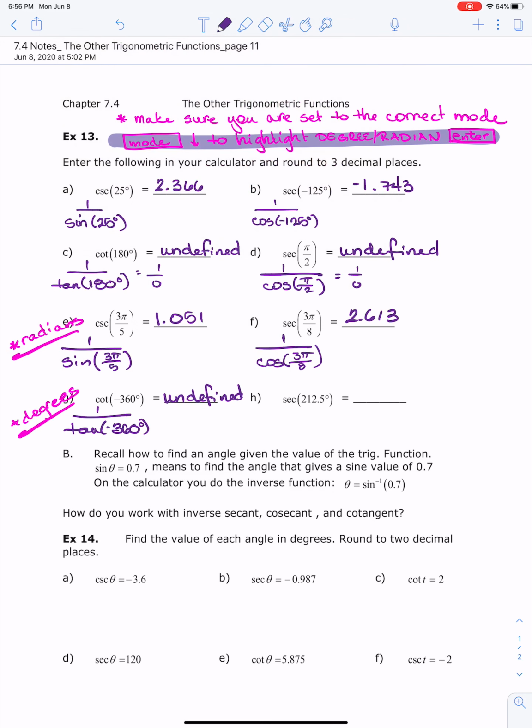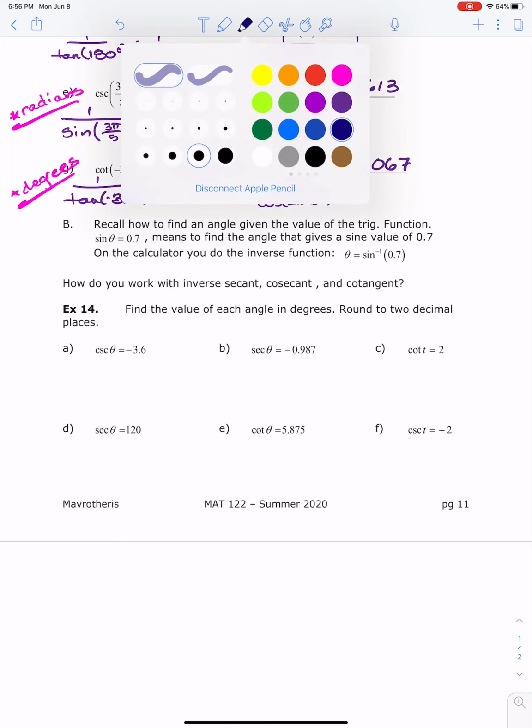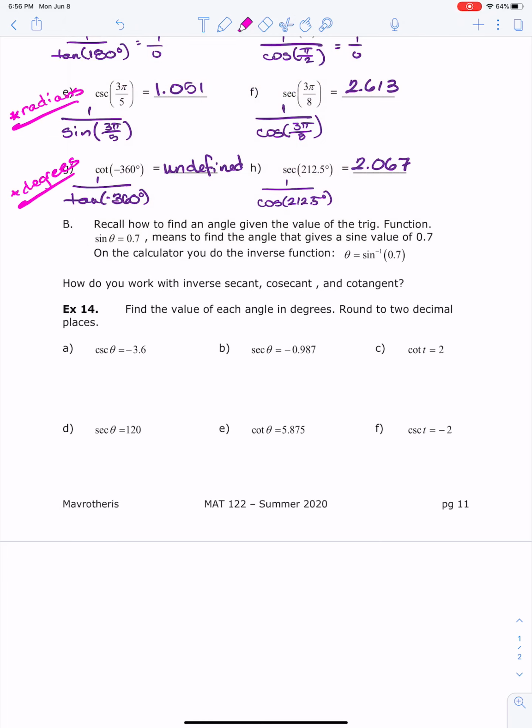And our last one here, h, secant is 1 over cosine. When we plug that into the calculator, we get 2.067. And that is it for these, okay? Inverse secant, cosecant, and tangent. So same as what we did before. Is that even a sentence? We did this a while ago. We want these angles in degrees. Please make sure that calculator is set to degrees.